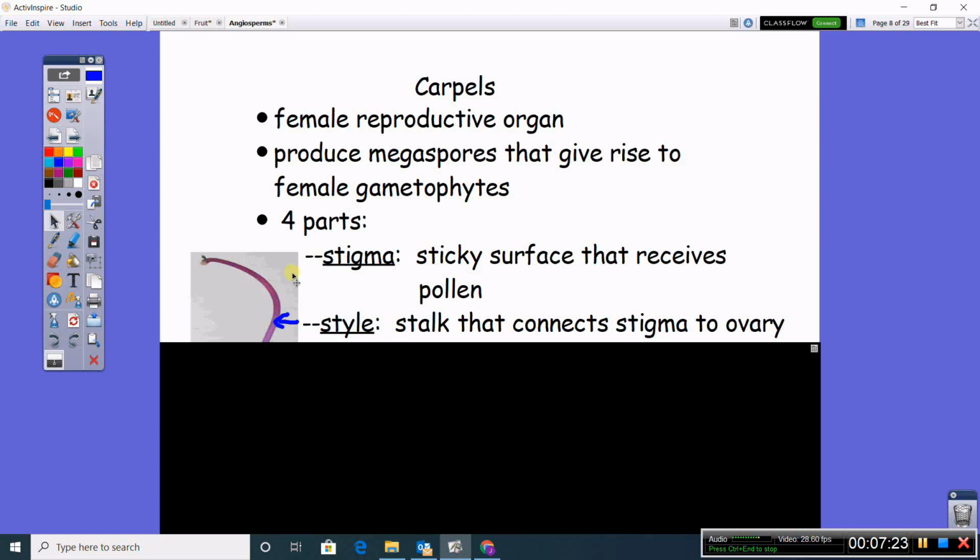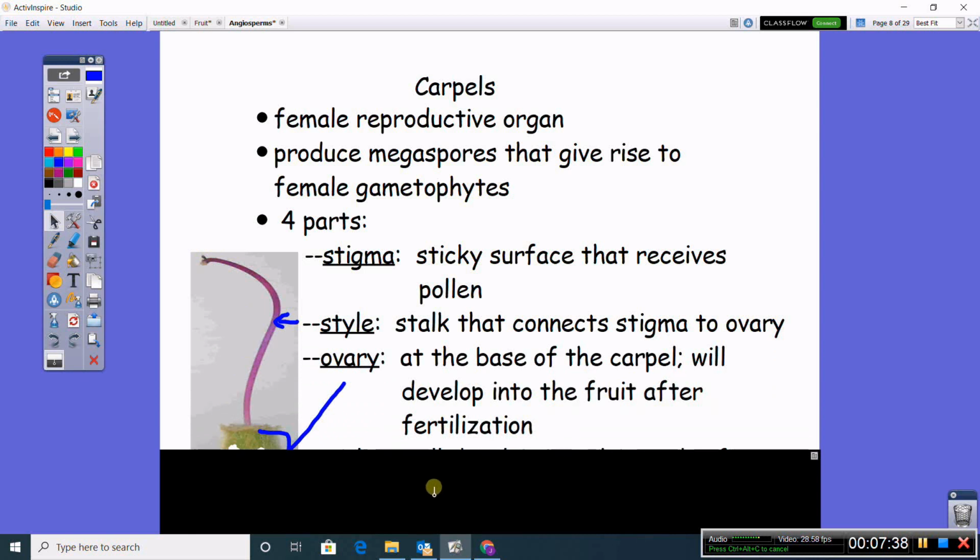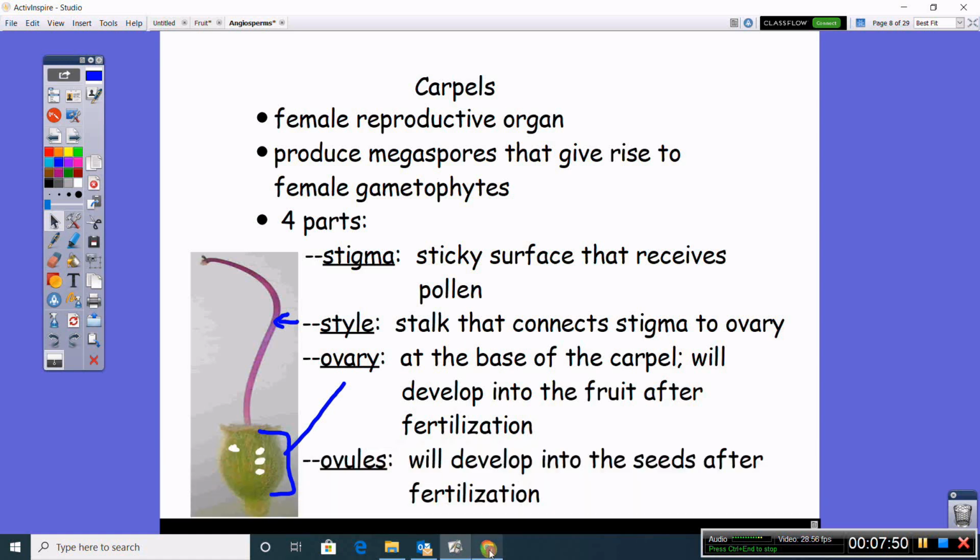The style is what connects the stigma to the ovary. And this is going to be important in tomorrow's notes because we'll talk about how the pollen tube can travel down that style from the stigma where the pollen lands down to the ovary where the ovules are. Okay, so next, that's going to bring us to the ovary. The ovary is at the base of the carpel. It's what's going to become the fruit after fertilization.